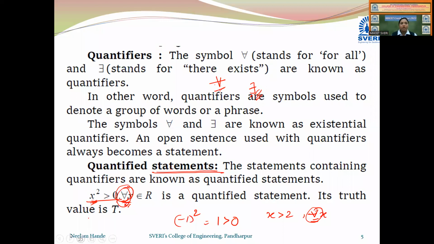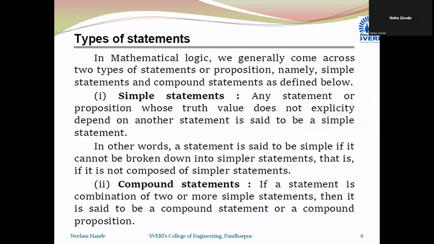Okay, types of statements then. The first type is simple statement, then compound statement. What is a simple statement? Any statement whose truth value does not depend on another statement is called a simple statement. In other words, a simple statement is not composed of two or more statements. It is just a single statement. It is not a combination of two or more statements.